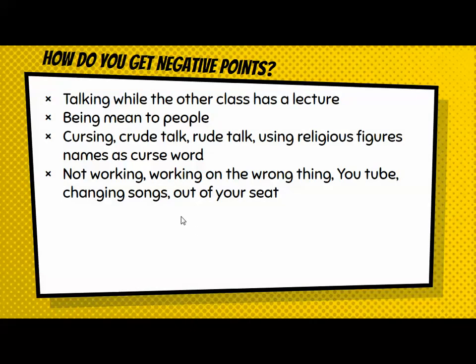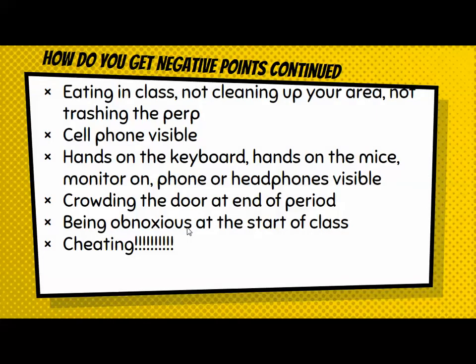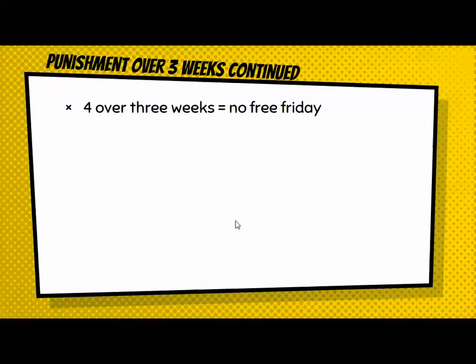All right, how do you get negative points? Talking while the class has a lecture. So if I'm lecturing the intro class and you're interrupting me, you're going to definitely lose your participation citizenship points. If you're mean to people, crude, rude, so on and so forth, not working, working on the wrong thing, YouTube, changing songs, out of your seat, so on and so forth, you're going to lose your citizenship points. Okay, eating in class, not cleaning up your area, not trashing the trash. If your cell phone is out, if your hands are on the keyboard, your hands are on the mice or monitors are on, or headphones are visible when I'm trying to talk to you, crowding the door at the end of the period, being obnoxious at the start of class, cheating, all those things will lose your citizenship points. Okay, and you can look over this stuff if you want to. That's just for me to keep track.